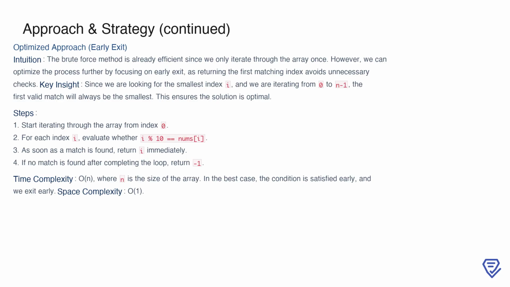If we complete the loop without finding a match, we return -1. The time complexity remains O(n), but in the best-case scenario, the condition might be satisfied early, allowing us to exit the loop sooner. The space complexity also remains O(1), as we are not using any additional memory. By emphasizing early exit, we maintain simplicity while ensuring optimal performance.